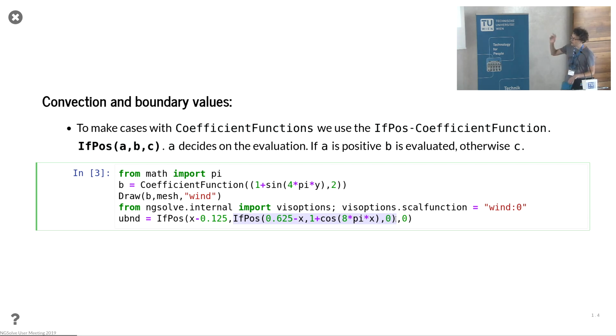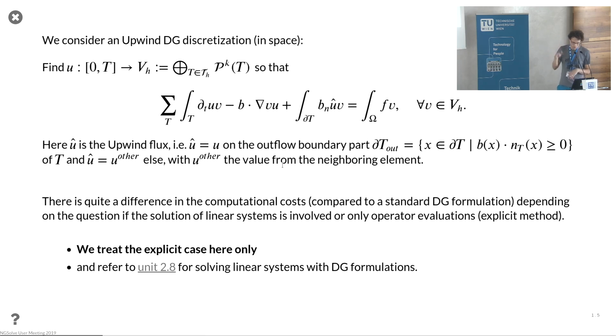There, now we have another argument which says essentially on the left of 0.625, we evaluate with this function 1 plus cosine something. On the right, we evaluate with 0. So that means essentially we have, left and right of these two values, 1/8 and 5/8, we have 0, and in between we have something non-zero. Okay, and this should be transported through the domain.